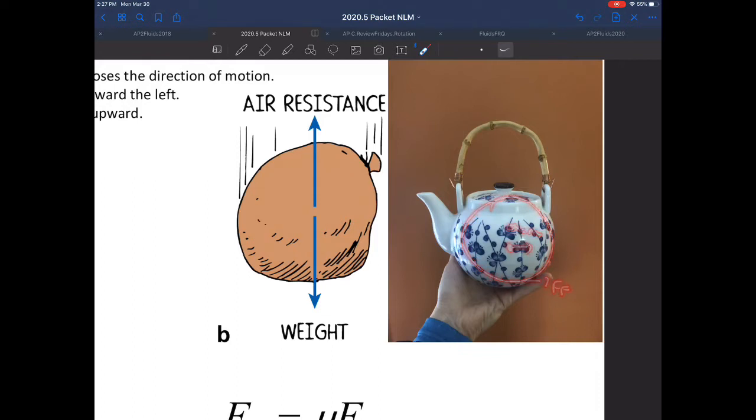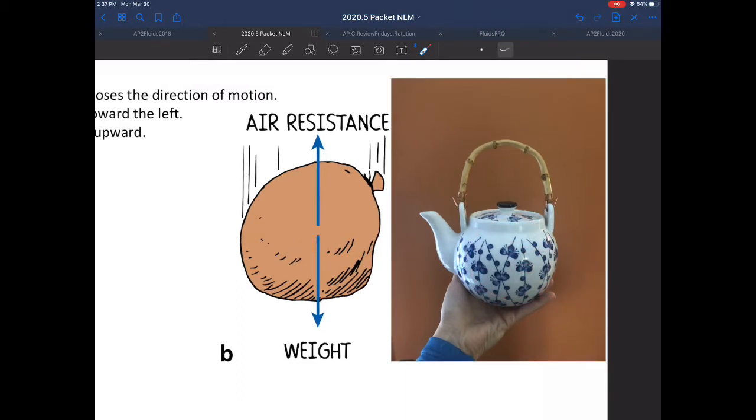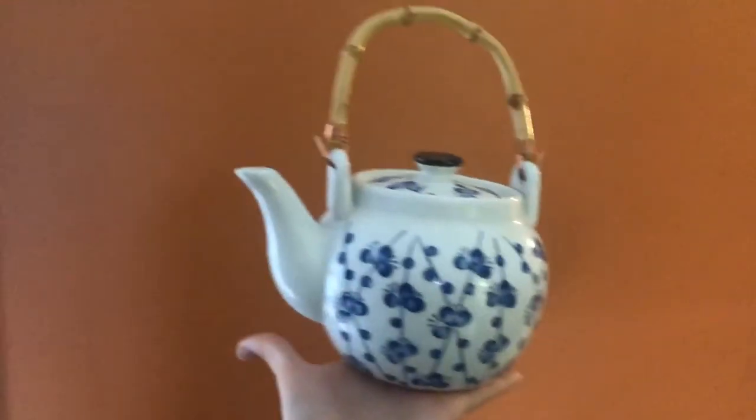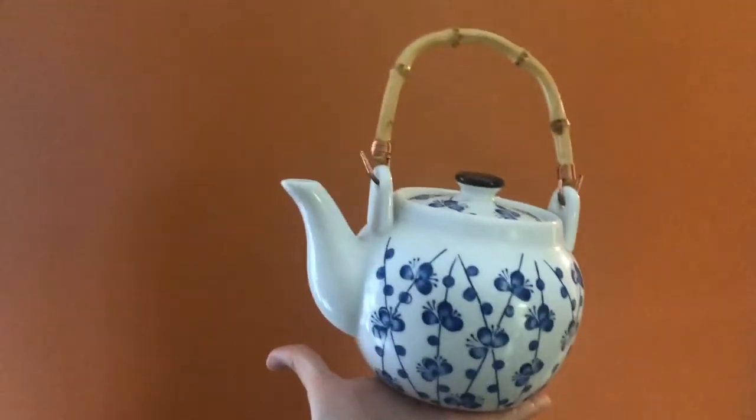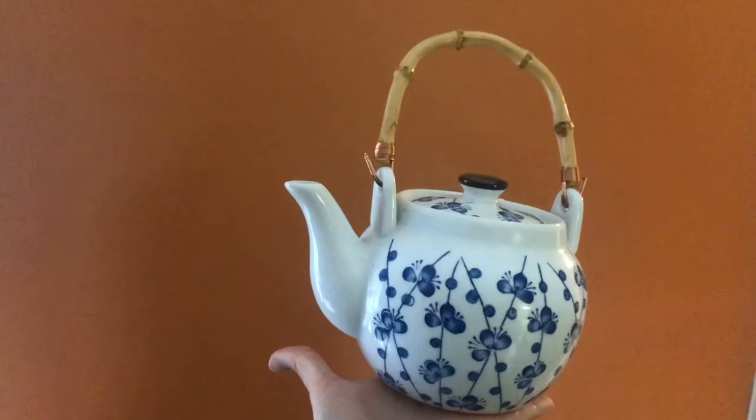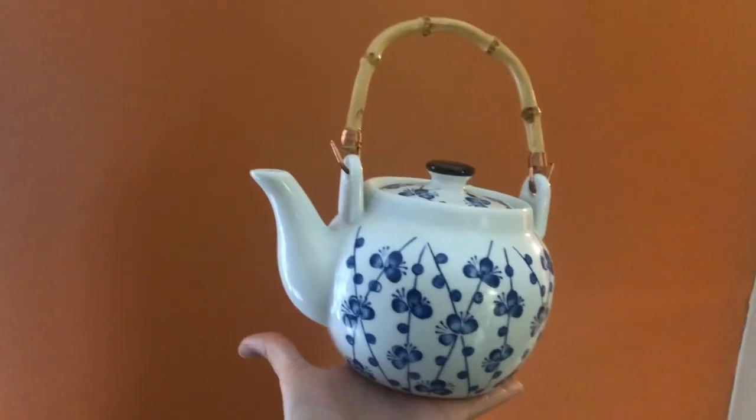Wait, but I thought you said the friction force always opposes the direction of motion. Let me clarify what I mean by that. The friction force is opposing the potential slip between the palm and my teapot, and the teapot would slip left. Let me show you again. Friction force to the right, accelerating the teapot. Friction force to the left, slowing down, decelerating the teapot to the left. Both of these F_Fs oppose the potential slip.